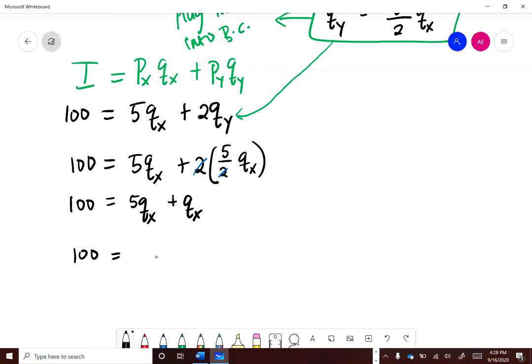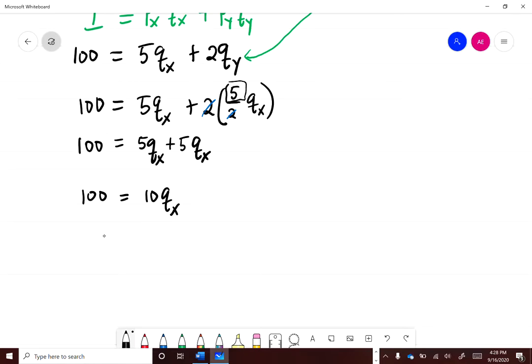have I dropped something, class? Anything different? Any comments? Oh, that's right. What happened to the 5, Professor Amy? Well, it was dropped and it shouldn't be, so let's fix that. That's the nice thing about math though, you can always find your way back. Alright, so 100 is equal to 10 Q of x, right? Because they're both Q of x.